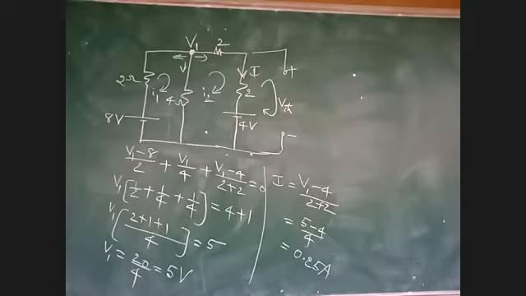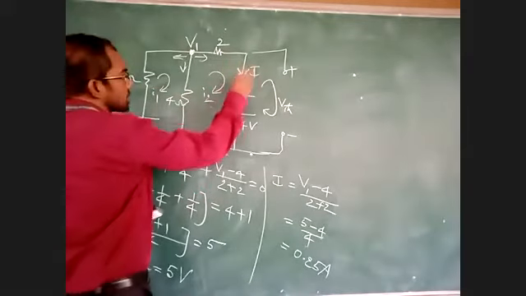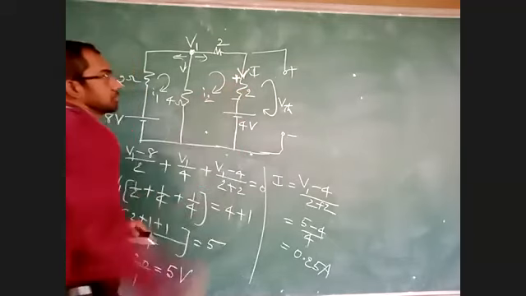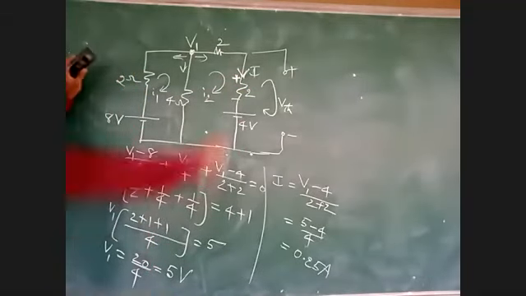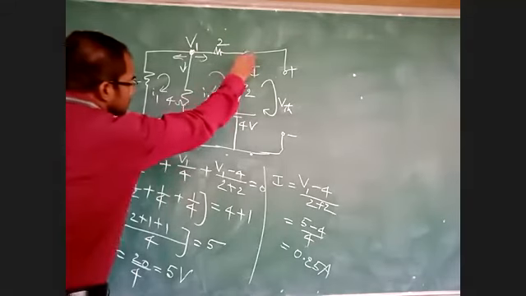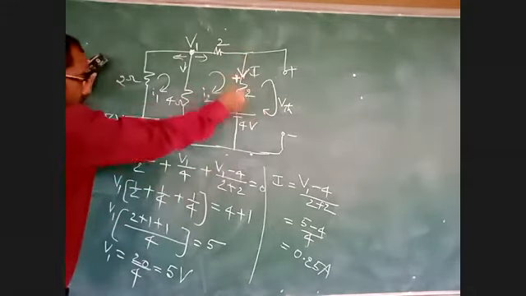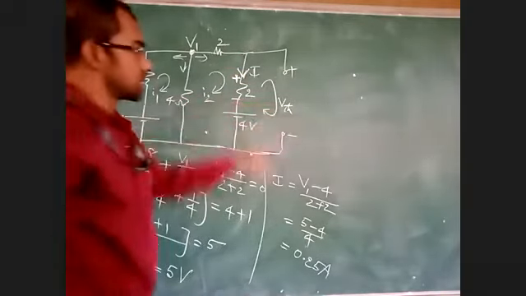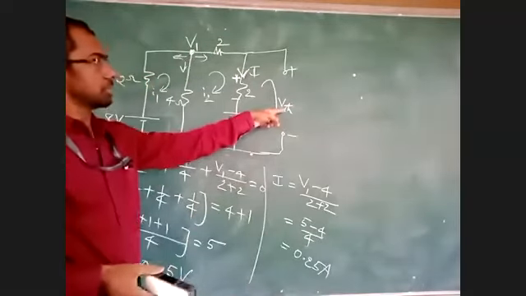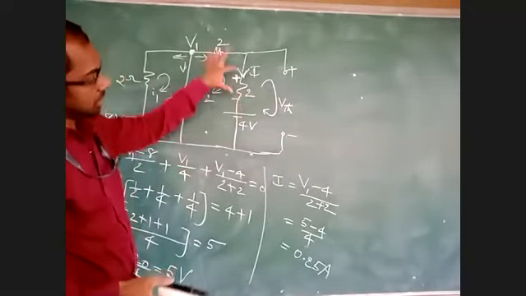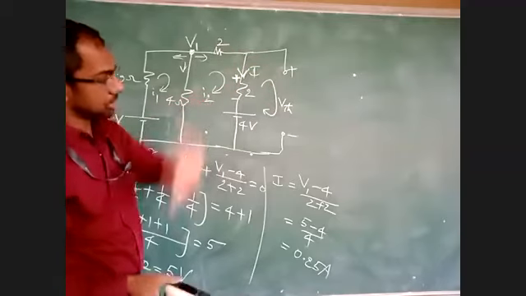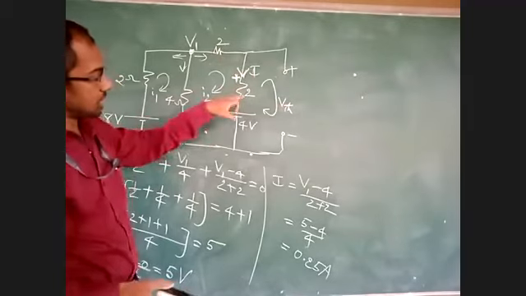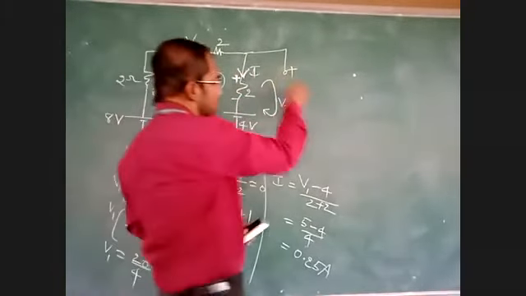Now I have determined the current in this 2 ohm. So in the direction of current, I can take plus and minus. I have taken plus and minus in the direction of current, not in the reference direction. Now I will determine VTH. Our aim is to determine VTH. That's why I am determining the current in 2 ohms. If I know the current in 2 ohms, then only I can determine VTH. Now write down the loop equation here.